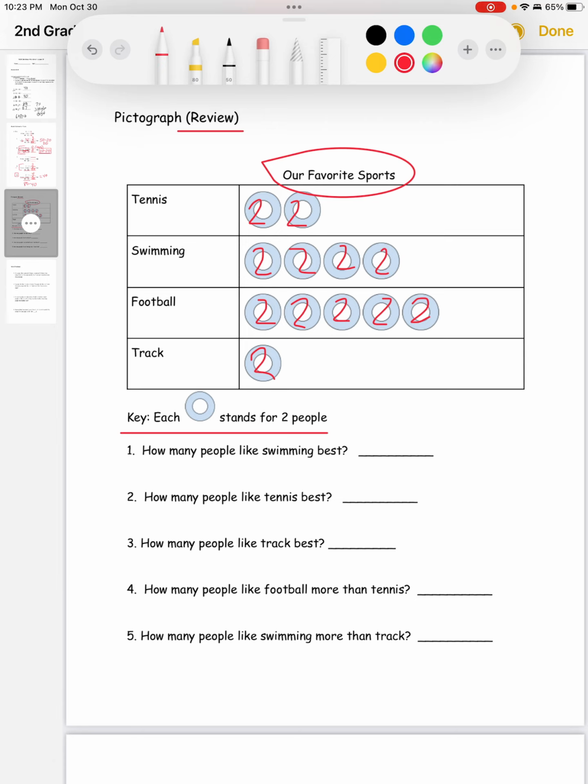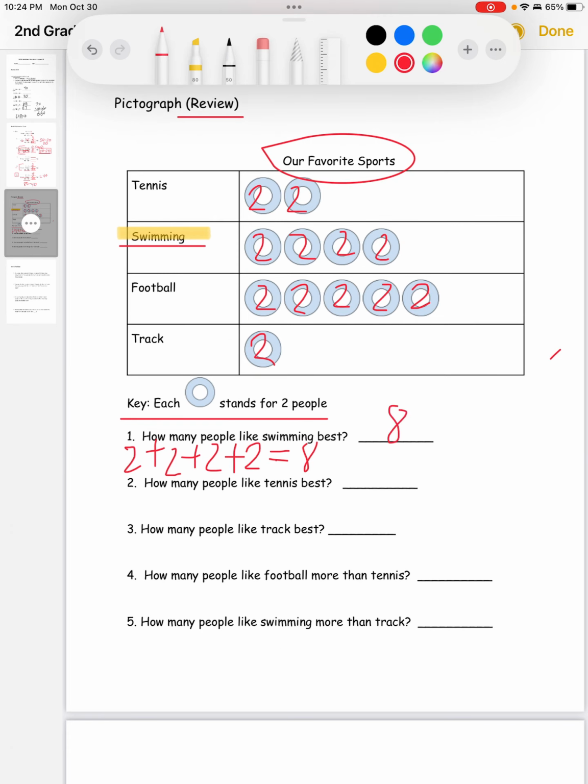So let's answer question number 1. How many people like swimming the best? So we would first have to find a swimming column, which is right here. And since there's 4 circles, we need to add 2 4 times. So 2 plus 2 plus 2 plus 2 equals, we could break it down, so we know that 2 plus 2 equals 4, and 4 plus 2 equals 6, and 6 plus 2 equals 8. So 8 people like swimming the best.